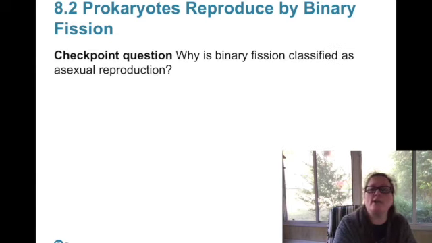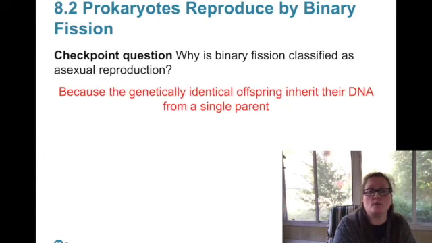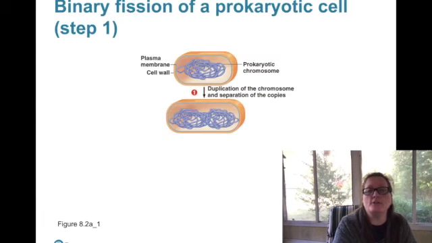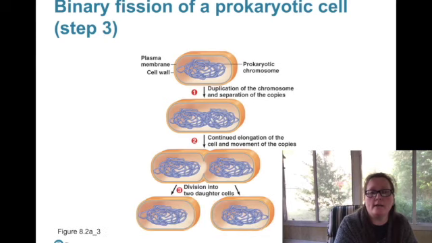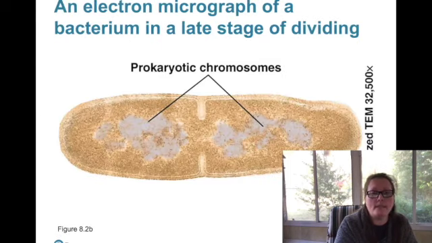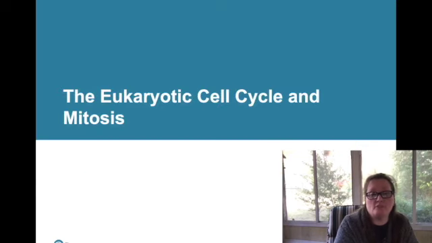So why is binary fission classified as asexual? Because the identical offspring has the DNA from a single parent. So again, identical daughter cells. Notice it's one, and then it separates into two identical daughter cells. So this would be, again, an example of mitosis. This is just showing you the division.